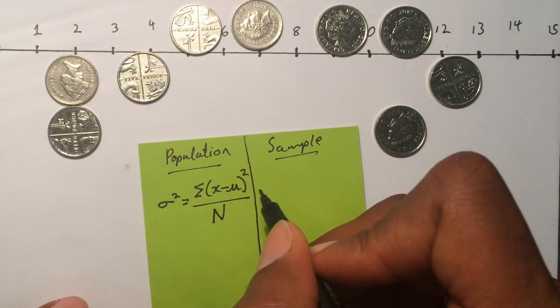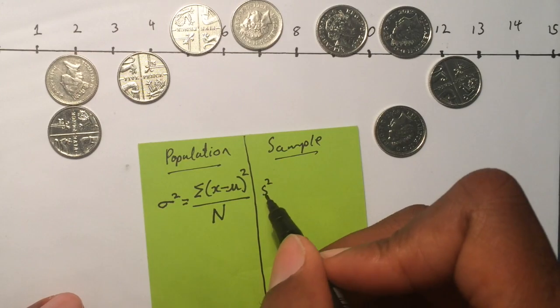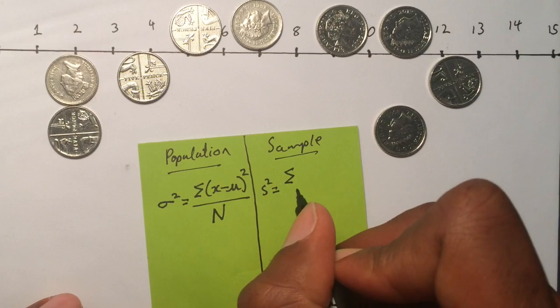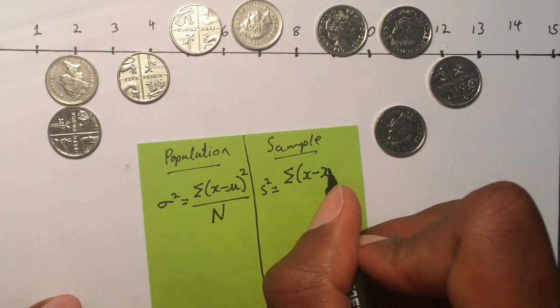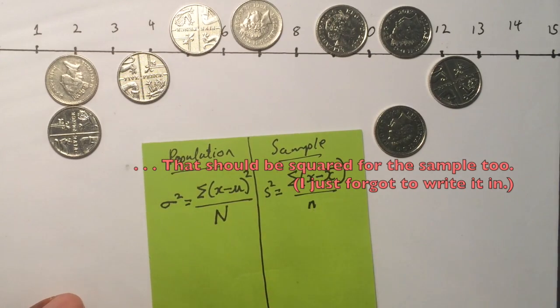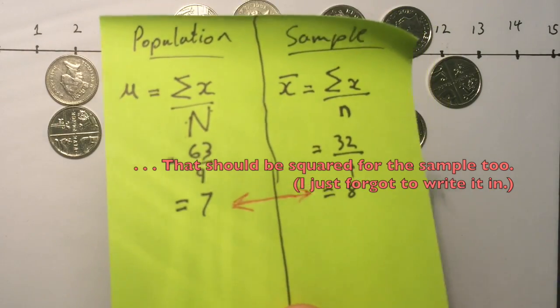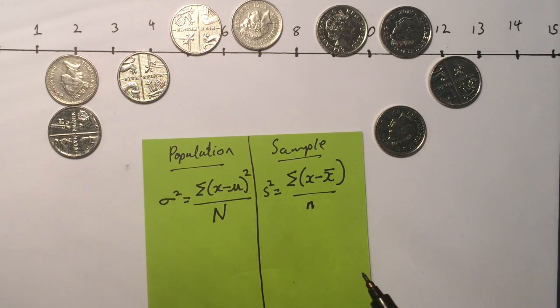For the sample, you could do s squared, so that's the symbol there, s squared is a variance, equals the sum of all the differences between the individual data points and the mean, which is x bar, over little n. You see, it's very, very similar to the means. Very, very similar, just minor changes. You replace a mu with an x bar and a big N with a little n. Essentially, it's the same.